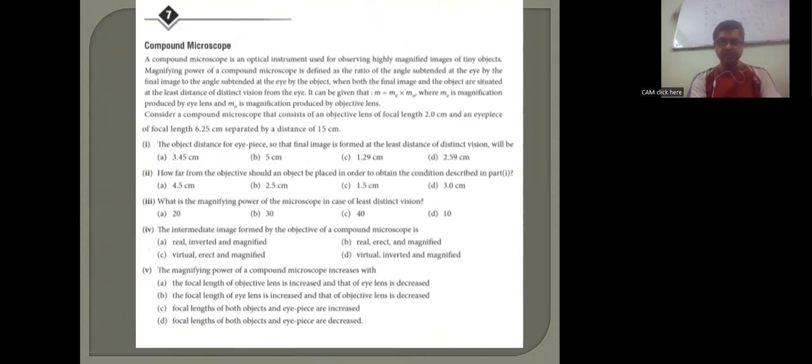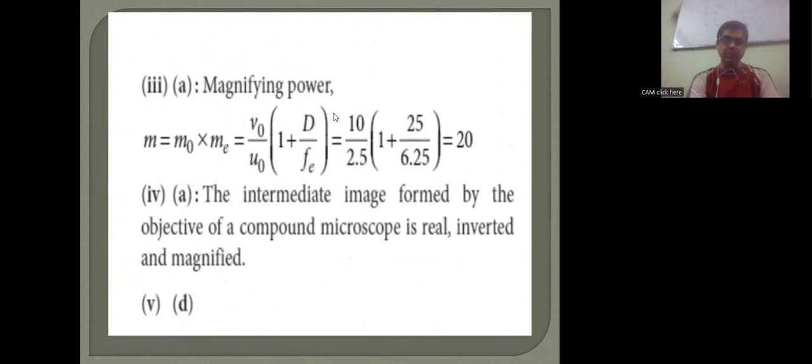What is the magnifying power of a microscope in the case of least distance of distinct vision? Magnifying power of compound microscope. Student, हमें पता है कंपाउंड माइक्रोस्कोप के मैग्निफिकेशन का फॉर्मूला होता है MO into ME या फिर VO by UO into (1 plus D by FE). Apply all the given terms, you will get magnification. That is 20.